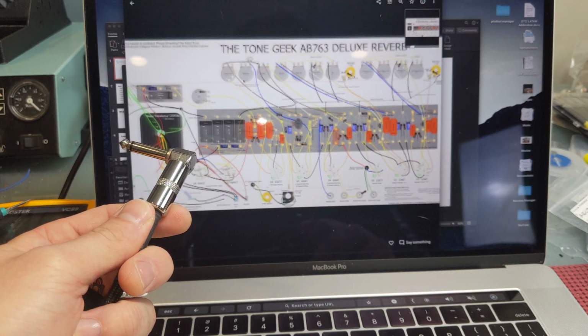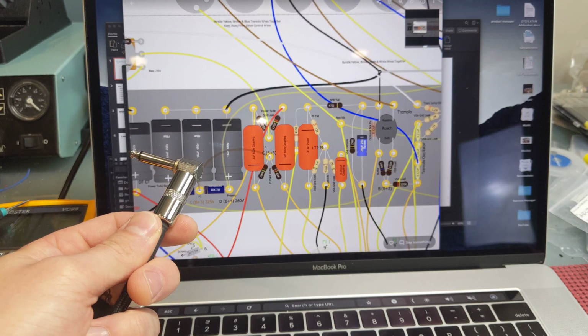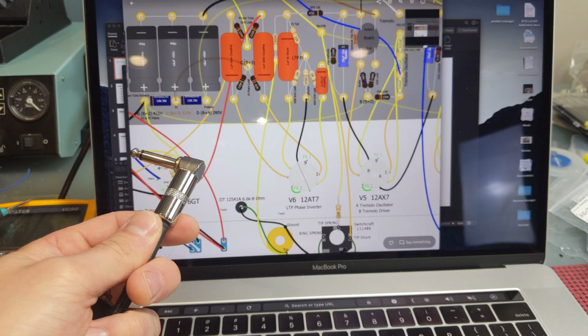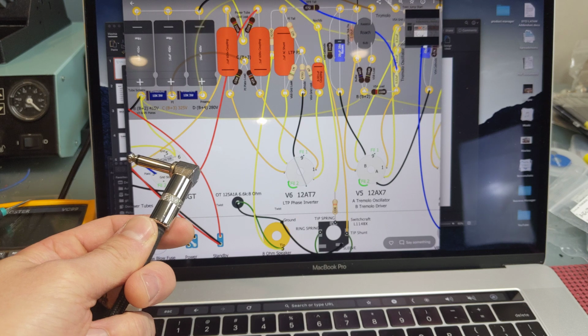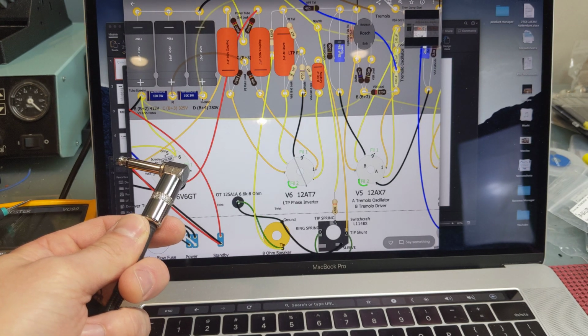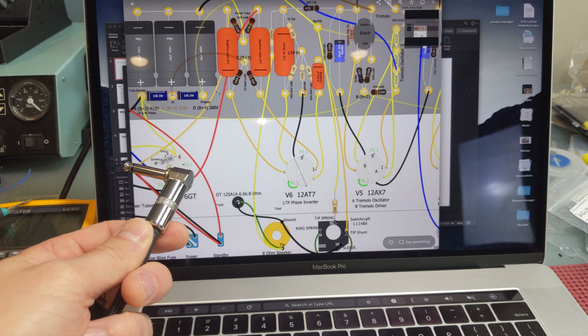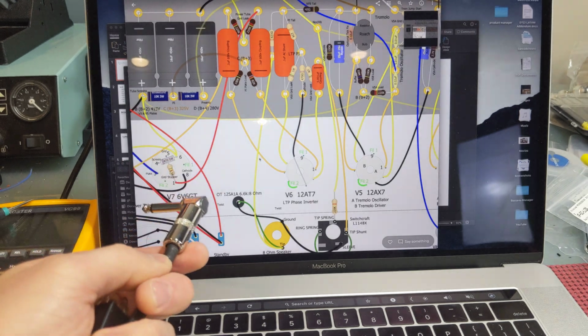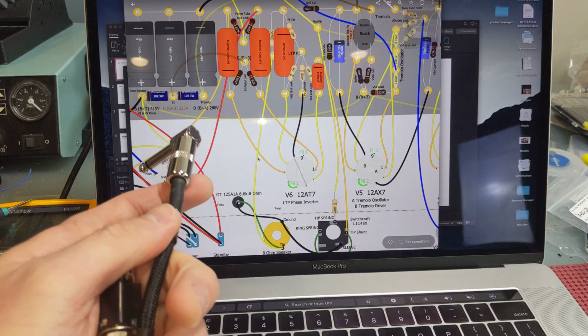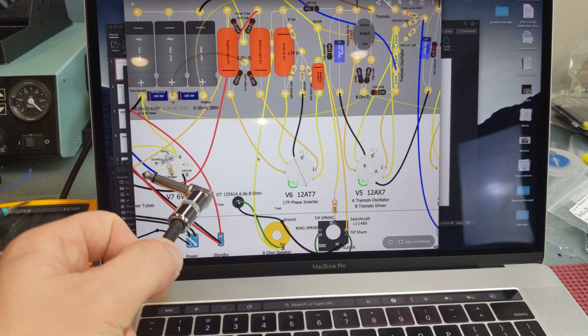my Deluxe Reverb, which means that with the speaker load, when I plug in this jack, the power amp section is getting grounded. The signal going to that power amp section is getting grounded, and it basically is a super quiet speaker now, but you still do need a speaker load.